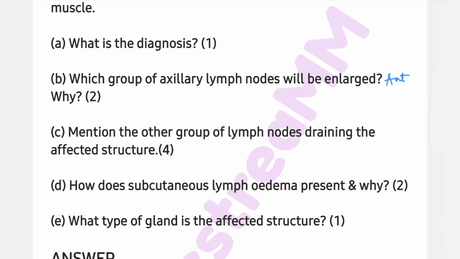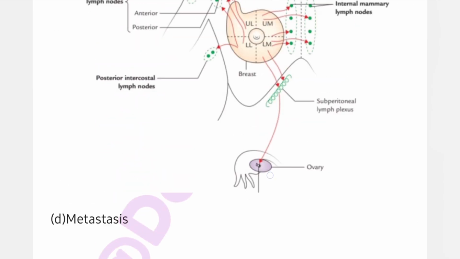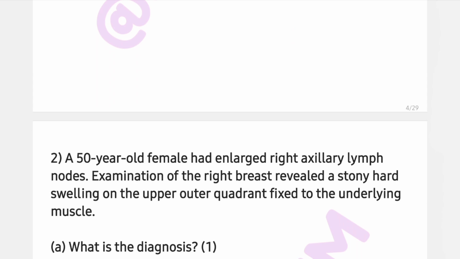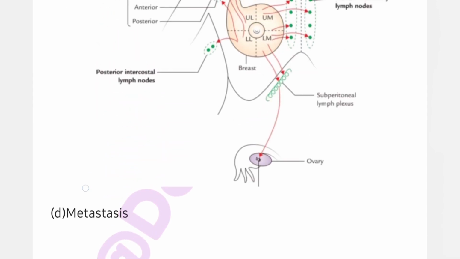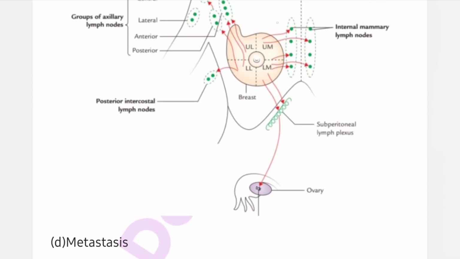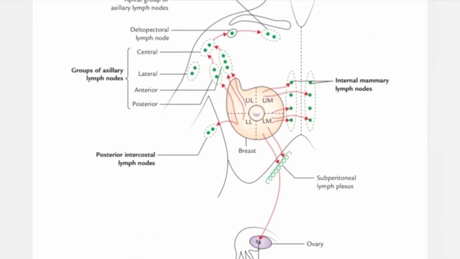And why? They have asked why, because it drains the upper outer quadrant of breast. They have said that they have seen a swelling here. Most commonly this quadrant is affected, and this quadrant drains where? It mostly goes to the anterior group.